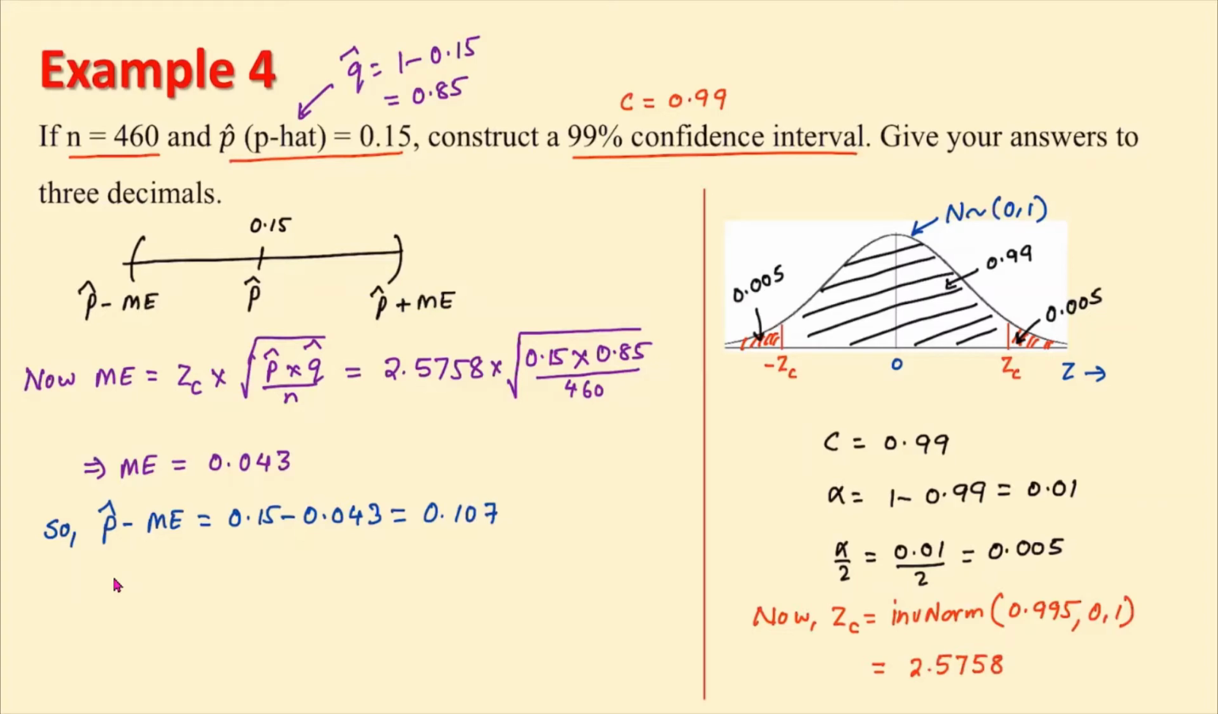Now the upper boundary will be P hat plus the margin of error. P hat is 0.15 plus the margin of error 0.043, and this value will be 0.193. So make sure you use your calculator and check these two end values. The lower end that we are getting is 0.107, and the upper boundary for the interval is 0.193.